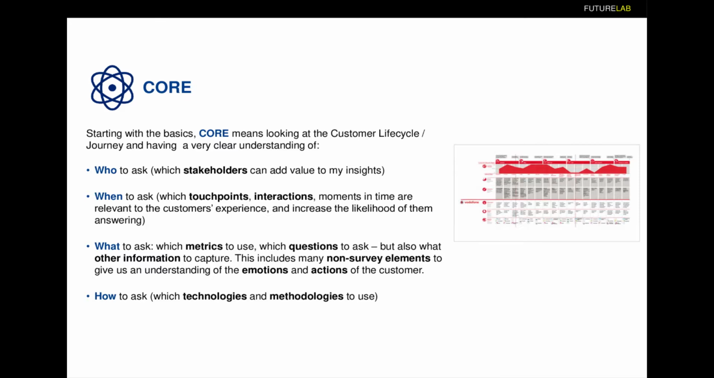And finally, once we have established all these elements, who to ask, when to ask, what to ask, then we can look at the right technologies and methodologies. In other words, is it pure observational? Is it asking maybe the employees what they have observed about customer behavior? Is it a pop-up on the website with just one question? Is it a classical survey that we send? Is it a WhatsApp interaction? The technology follows the data strategy and doesn't lead as it does in many cases.